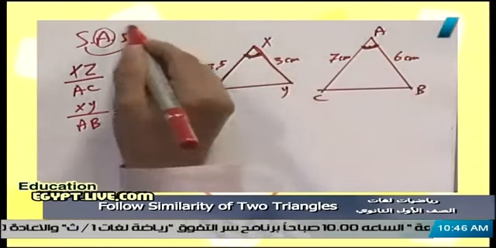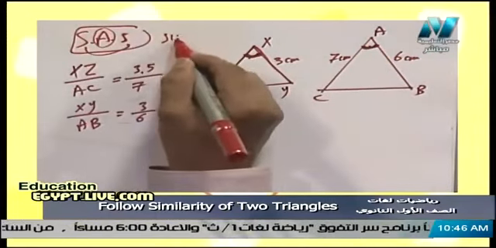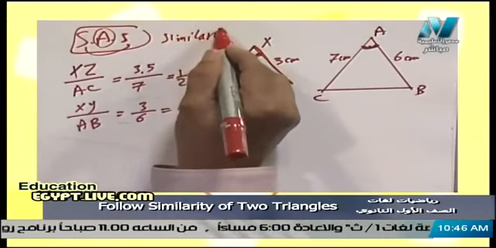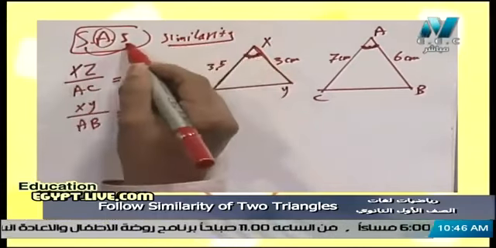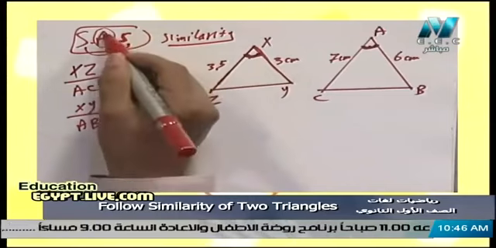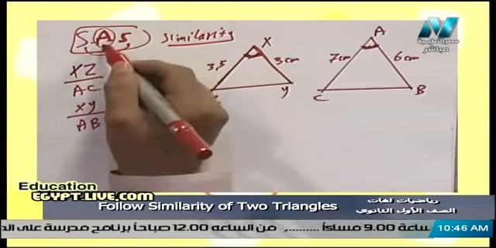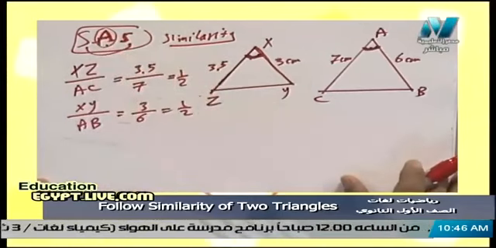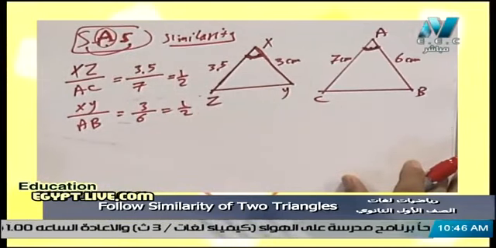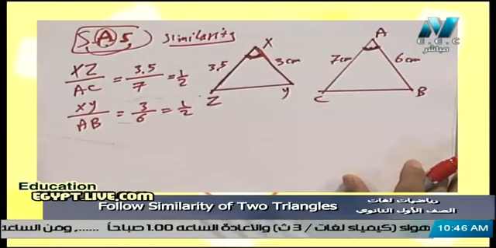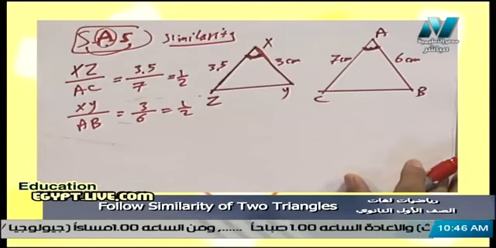So it will be SAS similarity. Two sides are proportional, and the included angle between them is equal in measure here. So if two triangles satisfy this case, the two triangles will be similar.